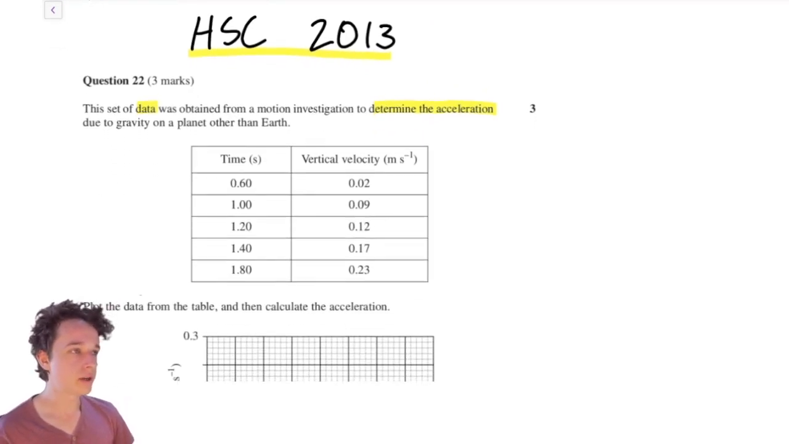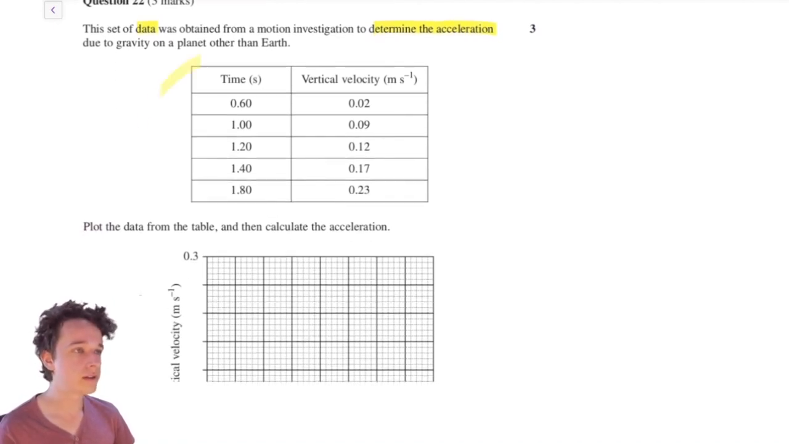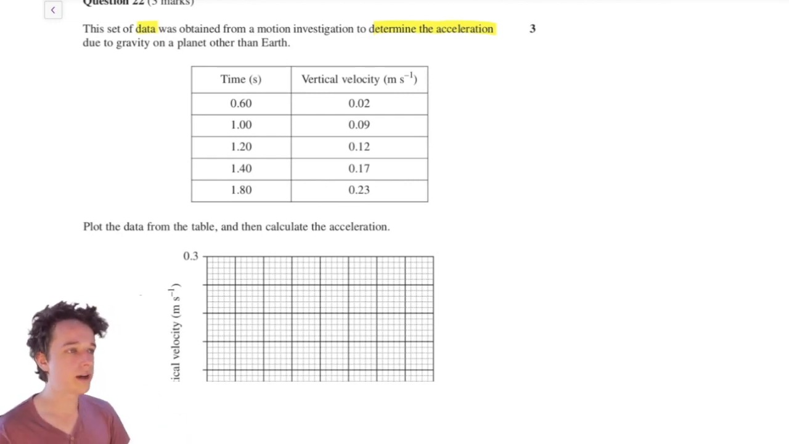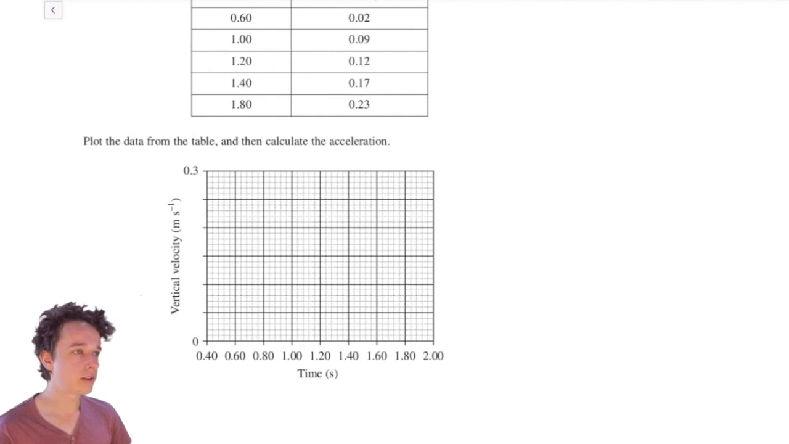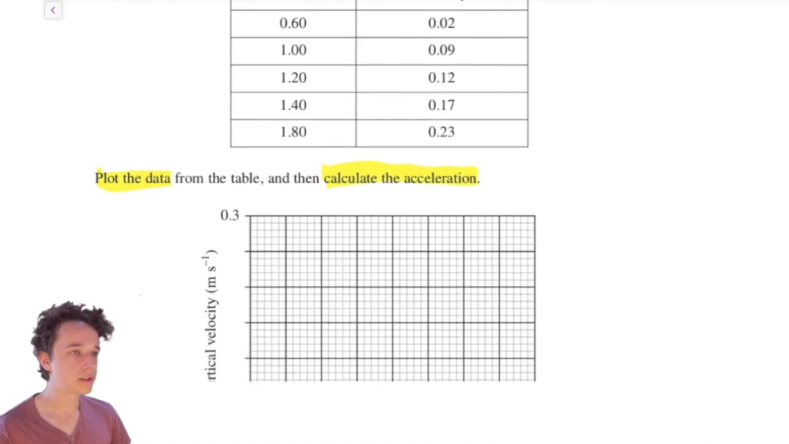To determine the acceleration due to gravity on a planet other than Earth, we're given this set of data here. In the first column we are given time, and in the second column we are given vertical velocities which correspond to each time value. Plot the data from the table and then calculate the acceleration. Okay, so we're just going to plot this data real quick.